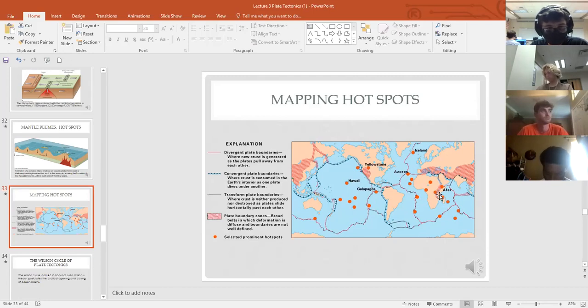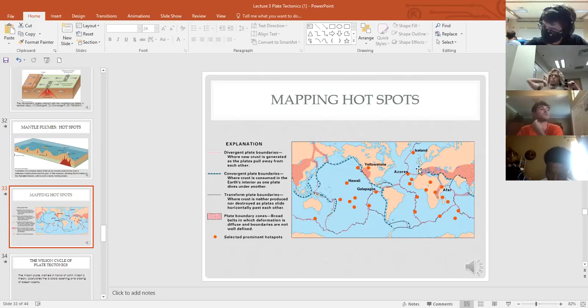Here's your East African Rift Valley. This is where Africa is being pushed toward Europe, and that Mediterranean Sea is closing. You also have mountains like Etna, in Sicily, which explodes. So we do have plate tectonics occurring there. There's your Himalaya subduction right there. So this is a hotspot area.